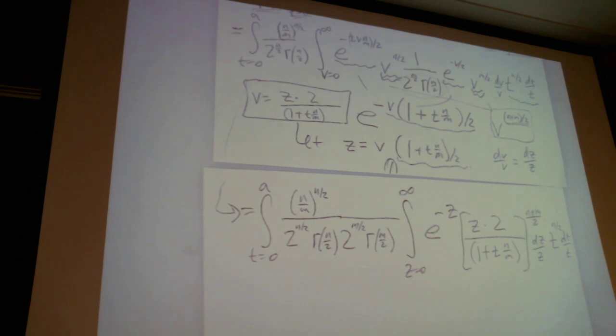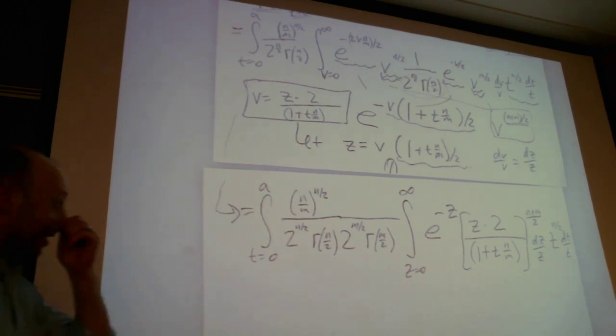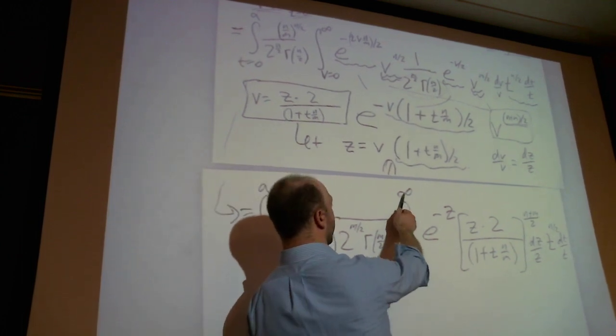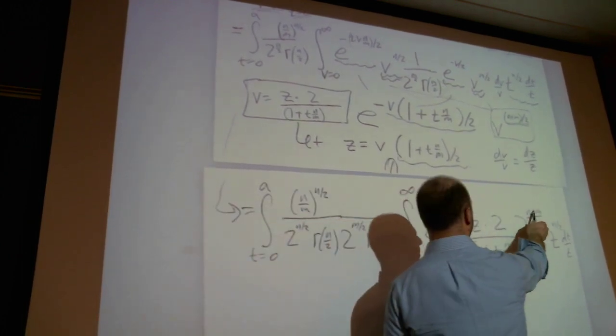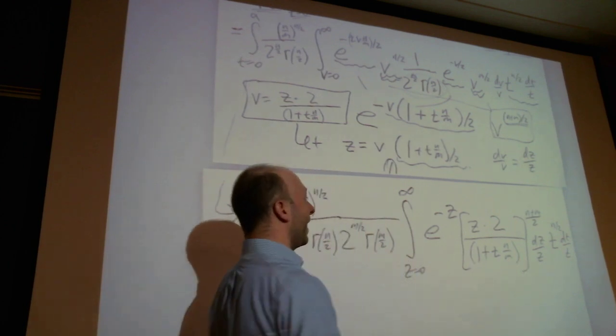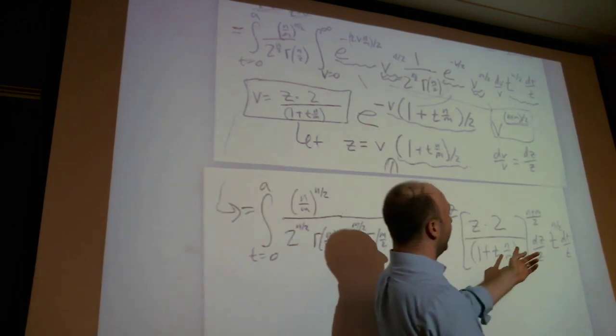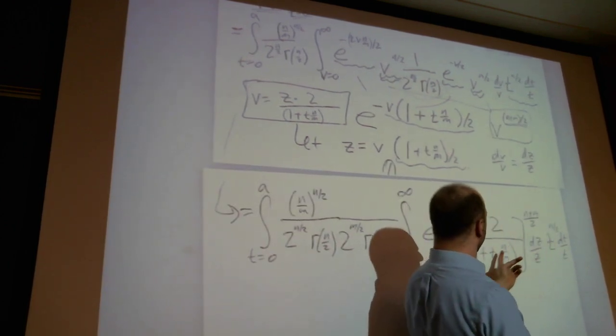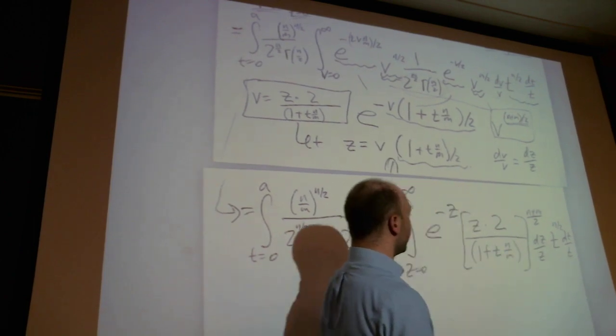What are we going to do? It's a gamma, exactly as Jasandeep said. Integral from 0 to infinity, e to the minus z, z to some power, dz over z. Beautiful, that's a gamma. What's the gamma? n plus m over 2. And then we have this stuff to deal with.